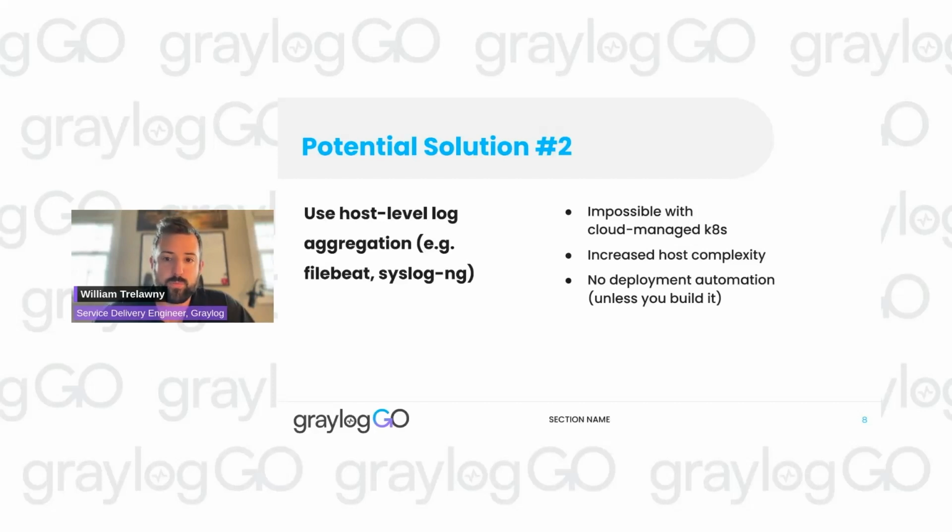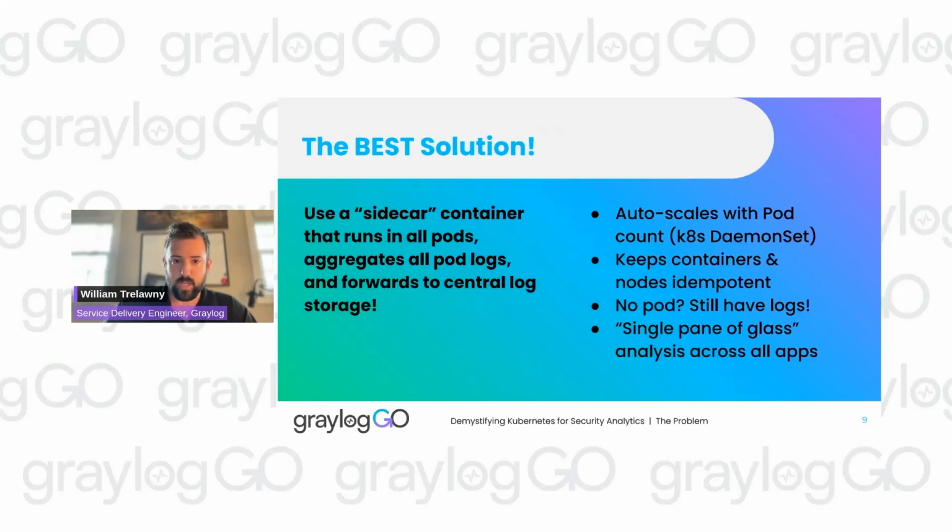So again, it is a solution. I think it's probably better than the first one, but it still has its downfalls. The best solution, which is scalable, does not modify your host, so therefore it can be run in cloud environments, and can infinitely scale to whatever size you need, is to use what's called a sidecar container that runs in all pods, aggregates all the pod logs, and forwards them to a central log storage.